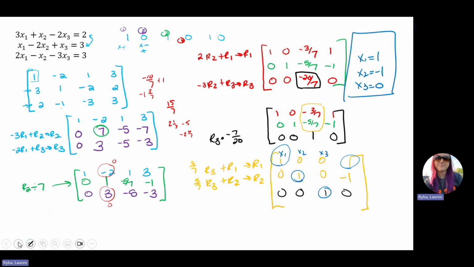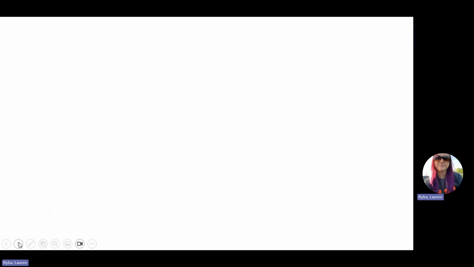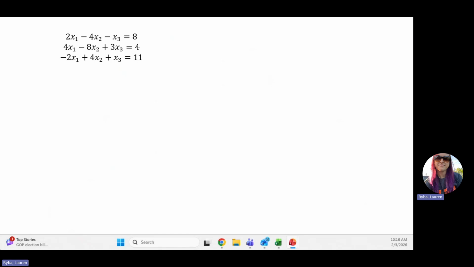So we will go back to our lovely Desmos calculator to help us with some of the rest of these. So we have 2x1 minus 4x2 minus x3 equals 8. 4x1 minus 8x2 plus 3x3 equals 4. Negative 2x1 plus 4x2 plus x3 equals 11.